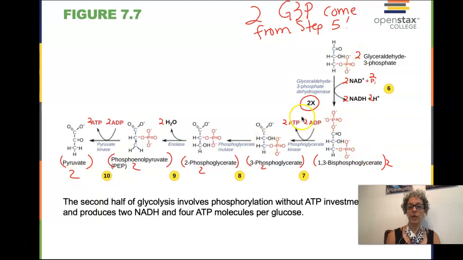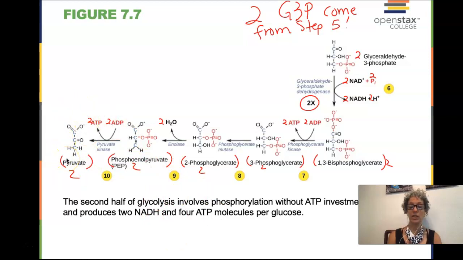During this second half, we have a stage here where we generate 2 ATP, and here we generate 2 ATP, which means we made 4. However, we spent 2 at the beginning, so the cell is only energetically ahead, a net gain of 2 ATP. So we get 2 NADH potential energy molecules. We have 4 ATPs, but a net gain of 2. And that just gets us to the pyruvate.